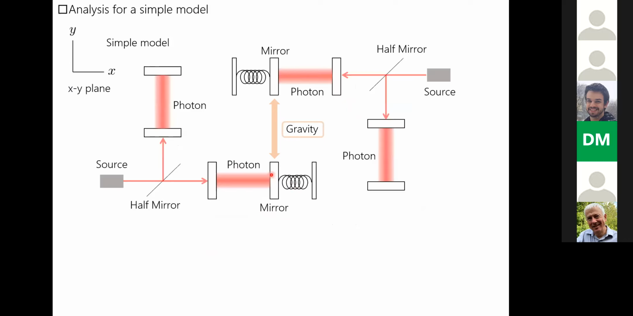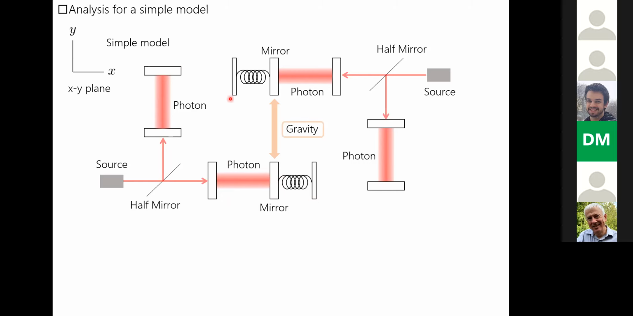This is the simple model of the optomechanical systems. This is one of the optomechanical systems. A photon comes from a source and it is divided into two paths by a half mirror. In this path, the photon just enters the cavity, while in the other path, the photon enters another cavity and then it is coupled to the oscillating mirror.